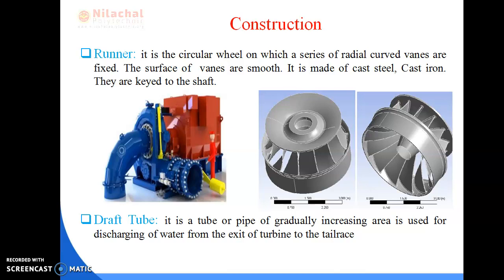Why is this required? Because the energy available with the water at the outlet of the turbine unit is a pressure below the atmospheric pressure. To increase the pressure of water, we provide a draft tube, and thereby the water can be discharged from the exit of the turbine to the tail race level.